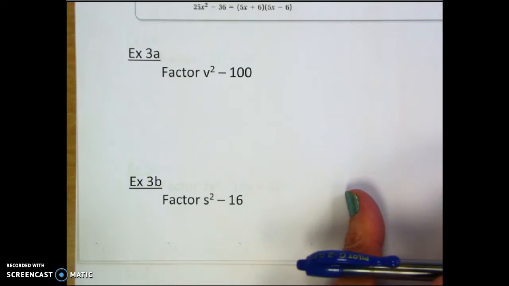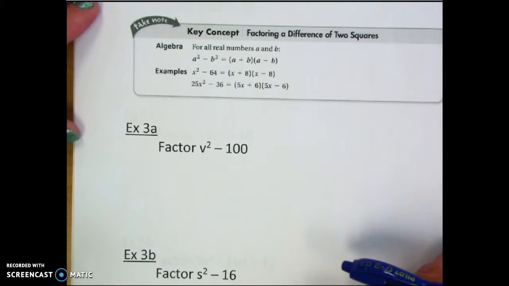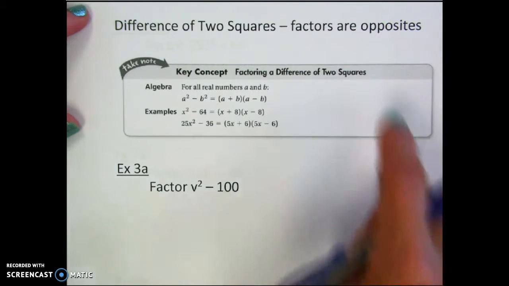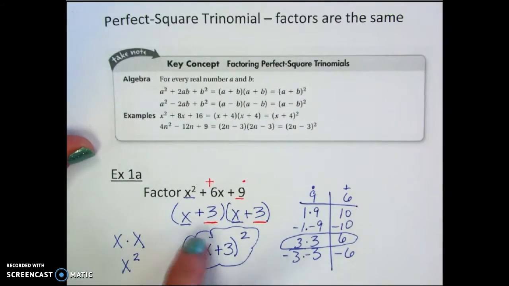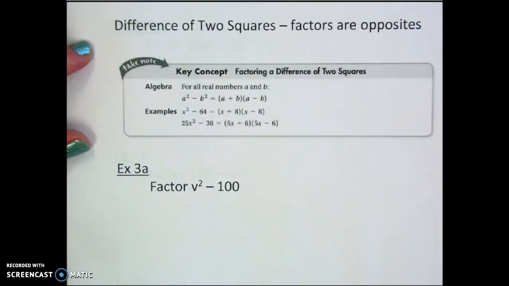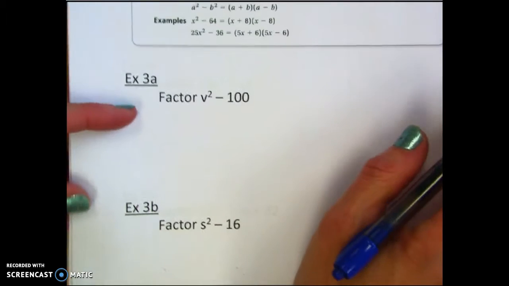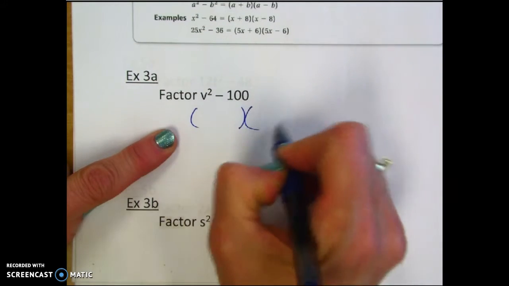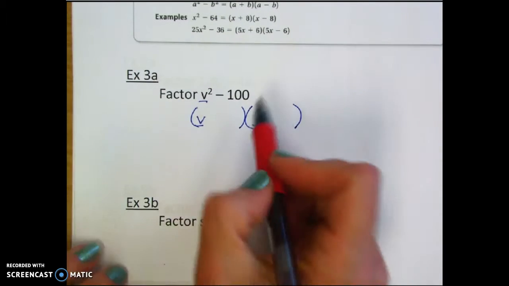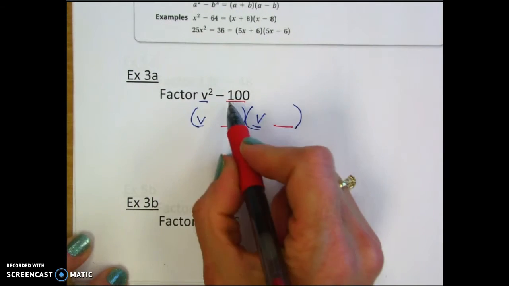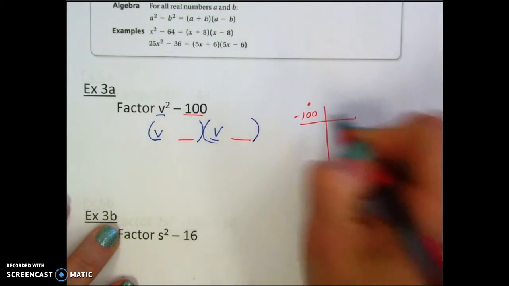Here is the other special case, and that is called the difference of two squares, where the factors are the opposite of each other. Okay, so in the last case the factors were the same. When we were done, we had the same factor in there. Now we're going to have factors that are the opposite of each other. So we are going to split this into v and v, same as we did before. And we're going to try and split this into something that makes negative 100. Now, multiply to negative 100.